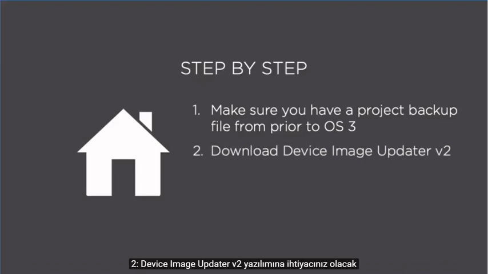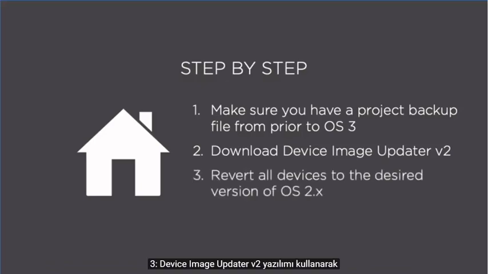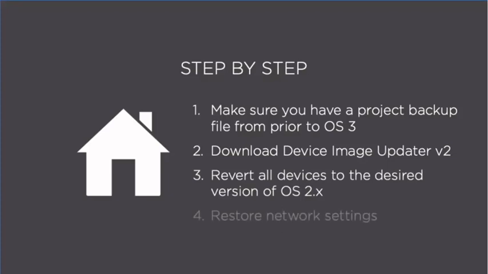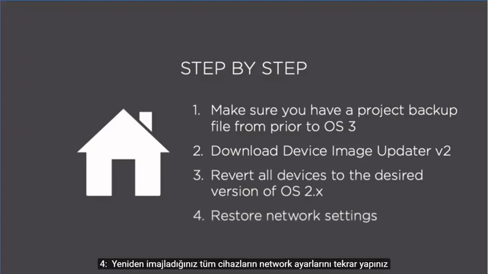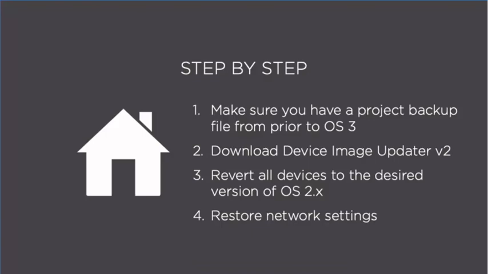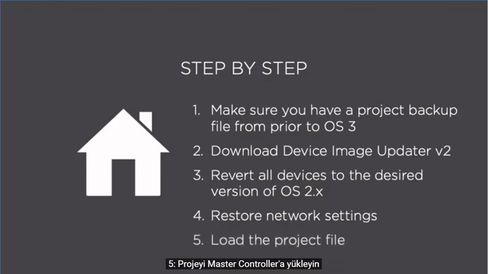Second, you need the Device Image Updater utility available from the support knowledge base. Third, use Device Image Updater to revert all devices to the desired version of OS 2X. Fourth, you restore network settings to any re-imaged devices: static IP addresses, Wi-Fi configurations, and custom host names. Finally, you load the project onto the primary controller and confirm that all devices reconnect properly.